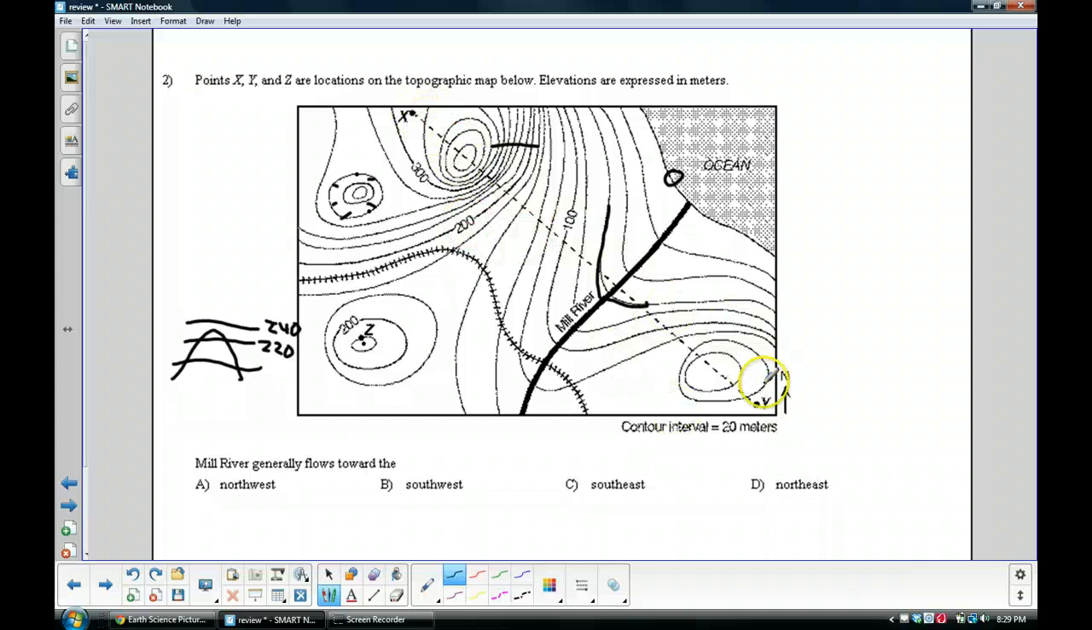If I had to ask you, make a guess as to what you would do if you walked from X all the way to Y. Just think about that for a second. What would you see, or what would you experience in terms of elevation change as you walk from X to Y? I'll show you what the profile might look like.